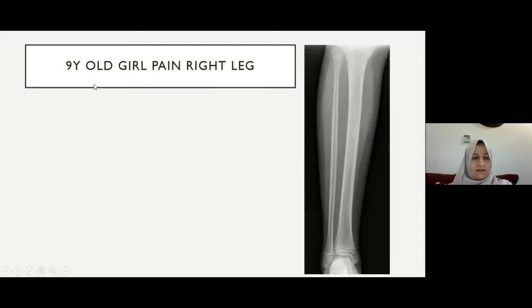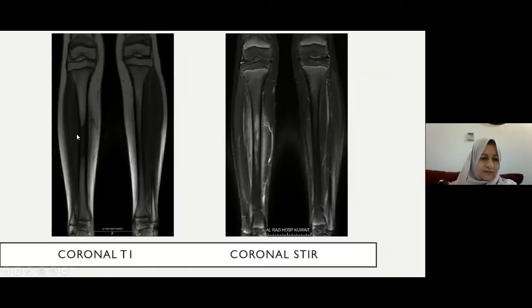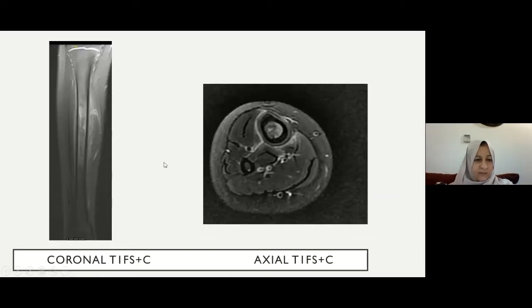Our last case: a 9-year-old girl has pain in her right leg. The bone is okay, no soft tissue swelling. This coronal T1 shows that the lesion is mid-diaphyseal, unlike acute osteomyelitis. Instead, there is marrow edema surrounded by soft tissue edema. In this post-contrast, there is some enhancement in the marrow and surrounding structure. In this axial post-contrast, no collection. We have this circumferential periosteal reaction and enhancing inflammation around the bone.